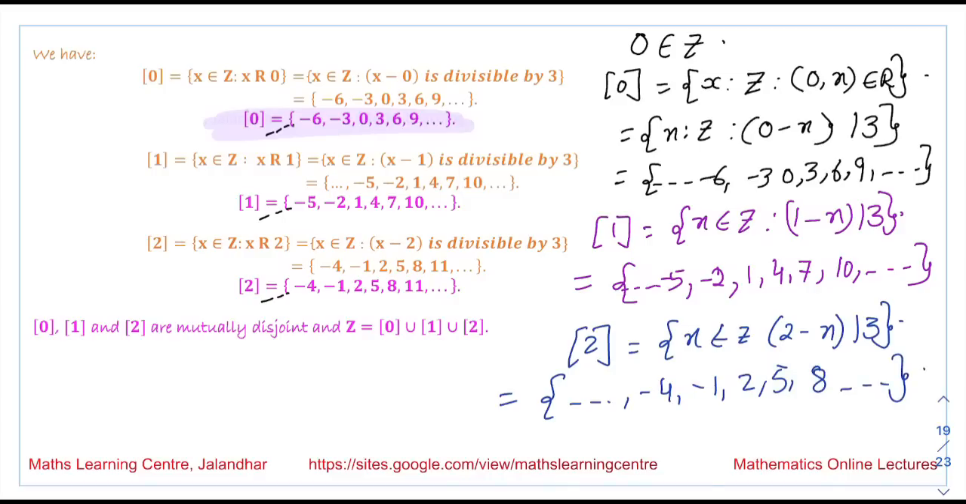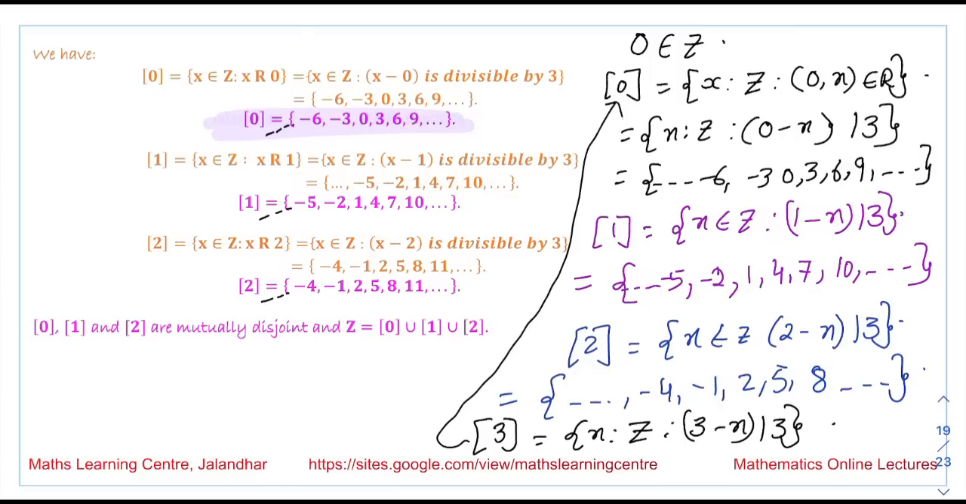Now suppose we are writing the next element, say it is 3. So equivalence class of 3 means we are talking about all those x in Z such that 3 minus x is divisible by 3, and this collection will be equal to equivalence class of 0. So what we are getting is that this equivalence class of 0 is equal to equivalence class of 3, equal to equivalence class of 6, equal to equivalence class of 9 and so on.